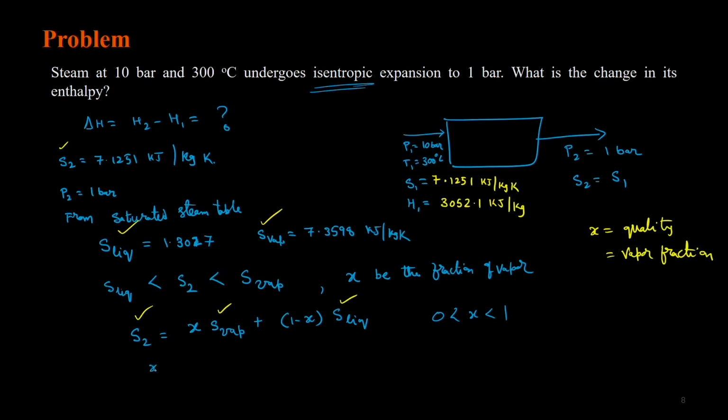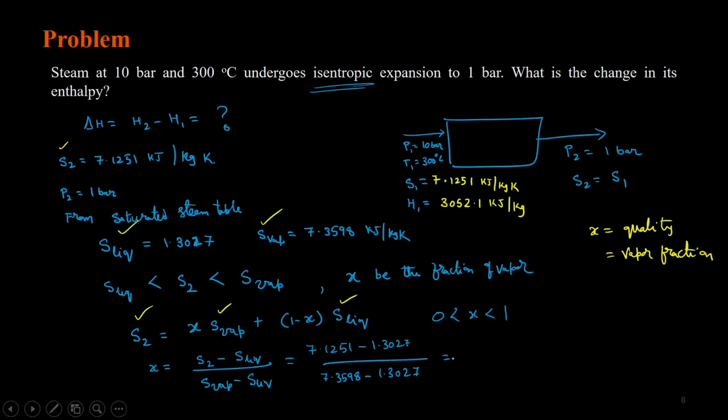So let me see. X is going to be S2 minus S liquid over S vapor minus S liquid. So that's going to be 7.1251 minus 1.3027 over S vapor, which is 7.3598, minus S liquid, 1.3027. And if I solve for this number, it turns out to be 0.9613. So the fraction of vapor at the outlet is 0.9613.